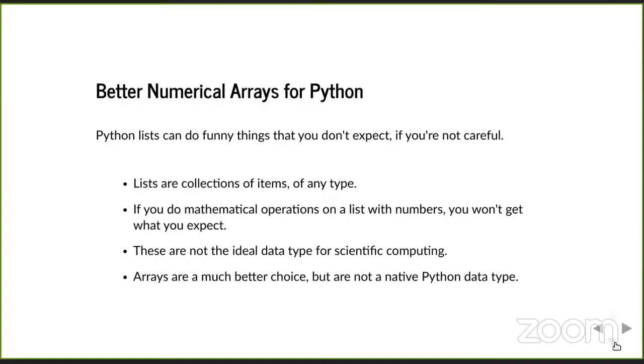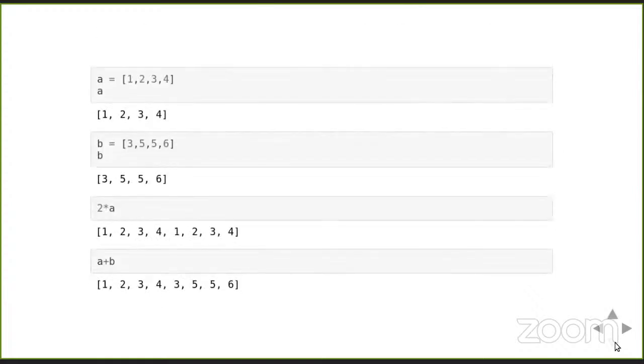What's the difference between arrays and lists? A list is a collection of items that can have anything in it. You can have a list that has a string and a number and a peanut, anything could be in there. And that means that they do funny things. So for instance, take a list [1, 2, 3, 4] and another list [3, 5, 5, 6]. If I add those two, I do not get 1 plus 3 and 2 plus 5 and 3 plus 5. No, I get the lists appended, because they're just things, and you can't add things.